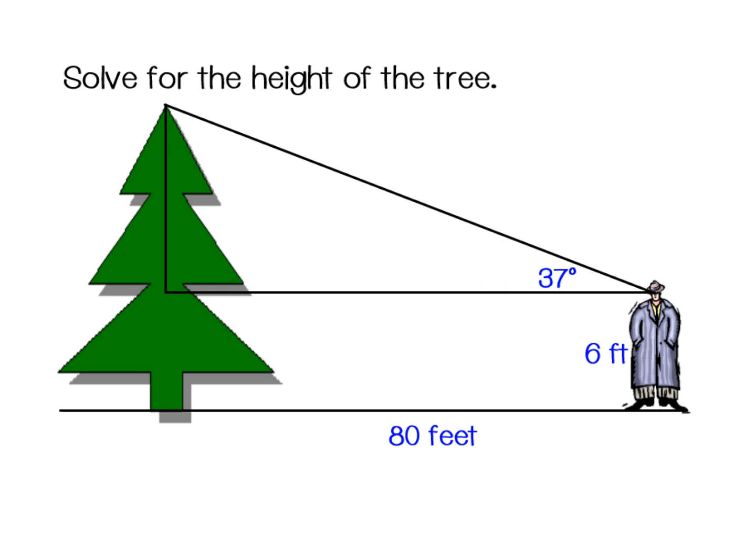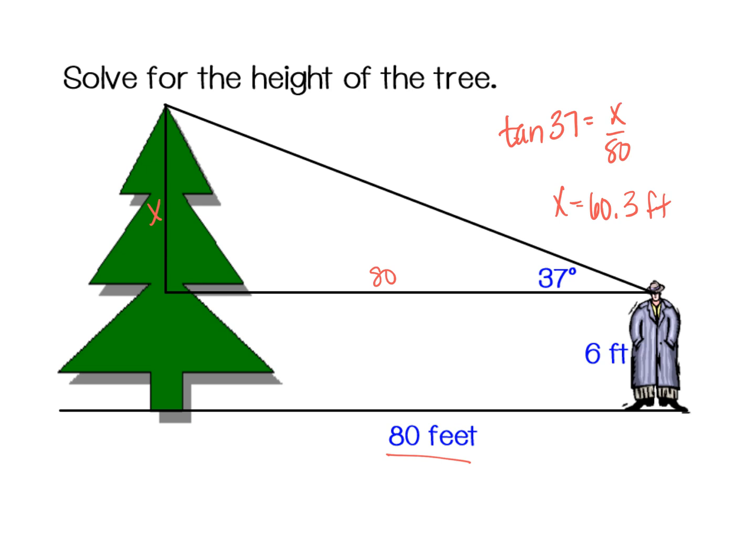So the first thing we're going to do is solve for x, which is part of the height of the tree. Thinking about if the horizontal distance here is 80, this also has to be 80. So we would have the opposite and the adjacent side, so I'd have the tangent of 37 equals x over 80. I'm going to solve for x, so 80 times the tangent of 37 gives me 60, let's just say 3 feet.